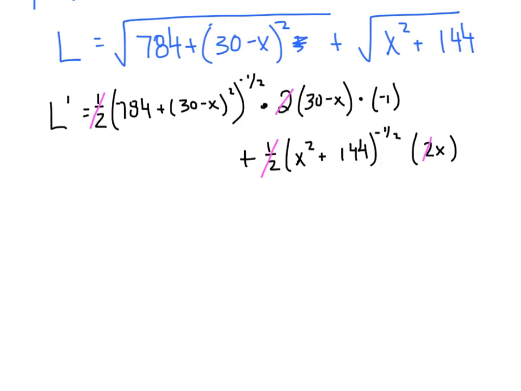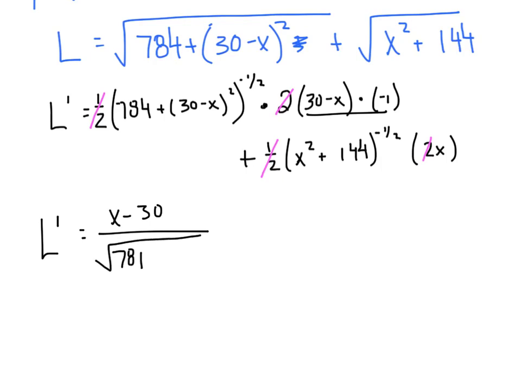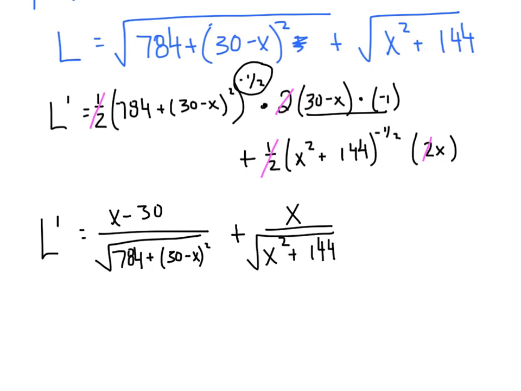And I'm going to rewrite these so it's a little friendlier looking. I'm going to multiply the -1 through there. So I've got positive x minus 30 all over the square root of 784 plus the quantity 30 minus x squared. Again, negative exponent, put that radical on the bottom. Plus x over the square root of x squared plus 144.